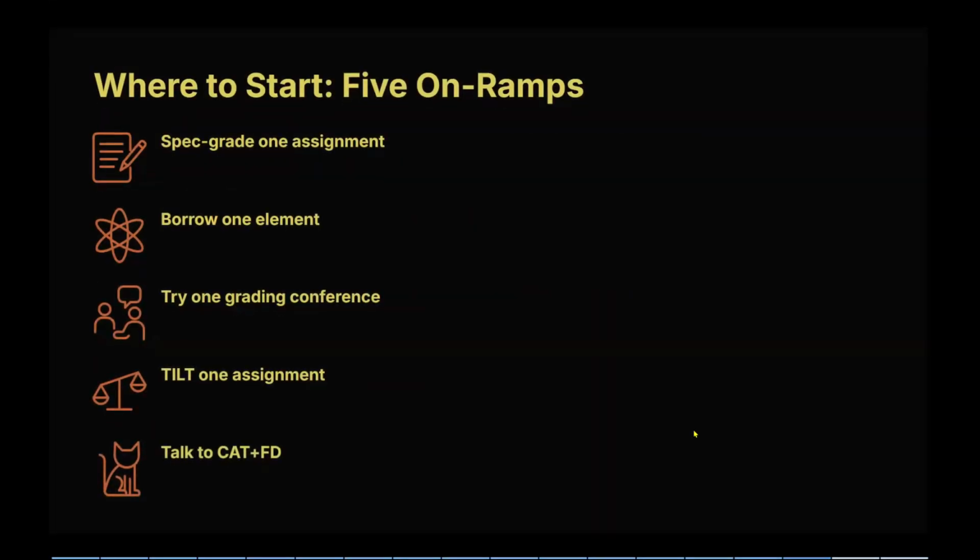All right. Like I said, you don't have to dive into the deep end with this. If you want to kind of play with it, maybe pick one assignment and grade it on spec only, right? Or maybe do a grading conference toward the end of the semester with the students, or just take one assignment and apply that TILT framework to it to see how that changes the student's understanding of the assignment itself. Or just come talk to us at CAT.